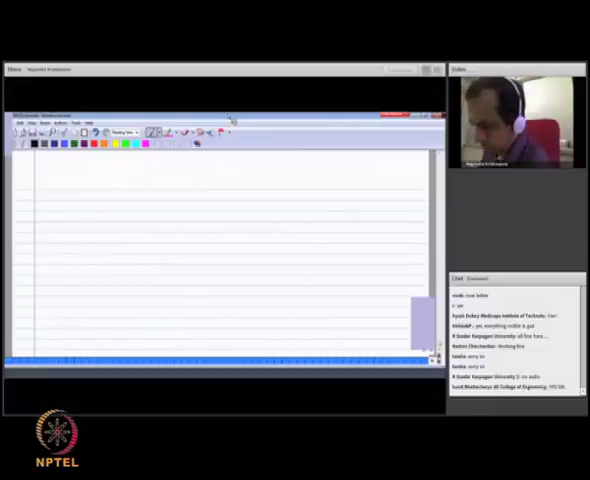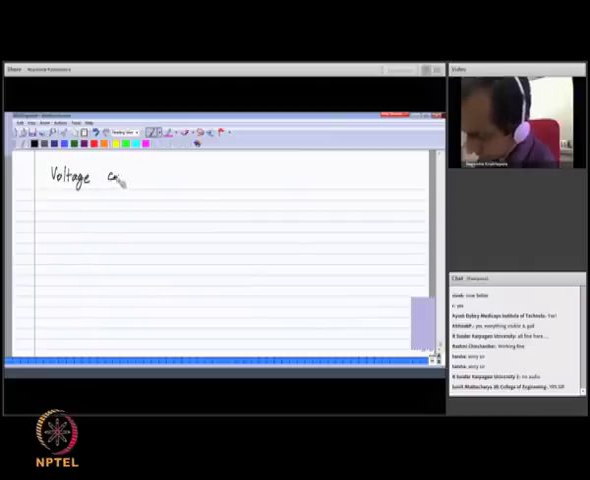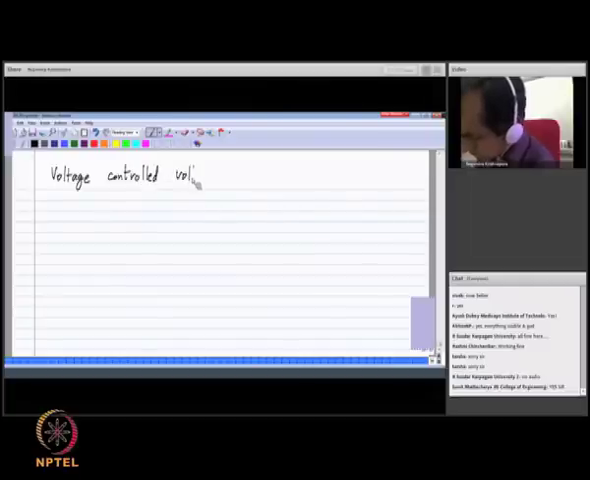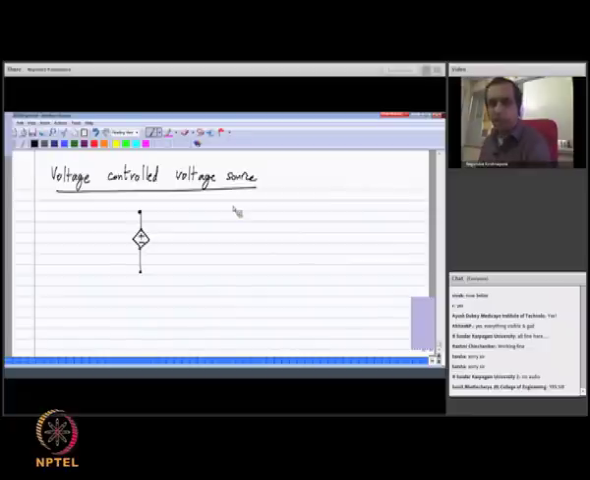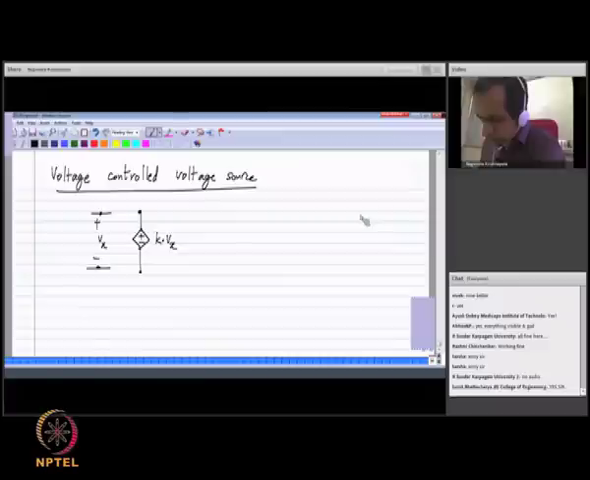Now, what is the meaning of a voltage controlled voltage source? A controlled source is denoted by this symbol. We use a rhombus instead of a circle just to distinguish it from independent sources and make sure you understand right away that they are controlled sources. The value of this would be K times Vx, where Vx is the voltage between some two nodes in the circuit. Okay. Now it is very important to understand that this Vx is not something that I apply from outside, but it is any voltage in the circuit. Okay.